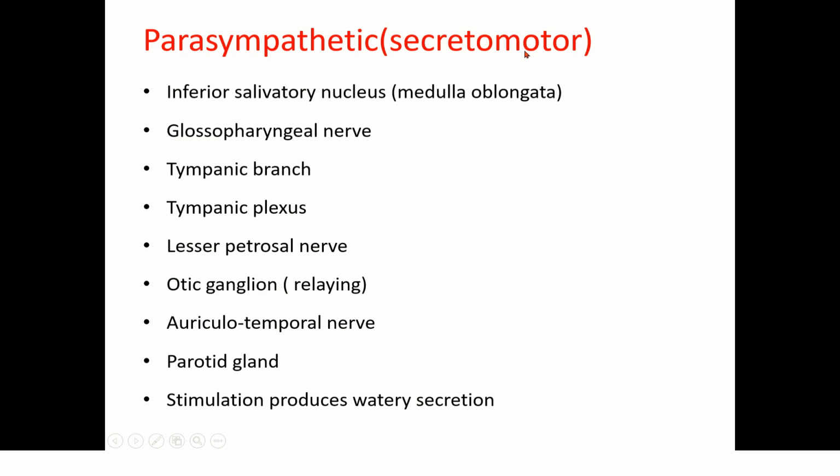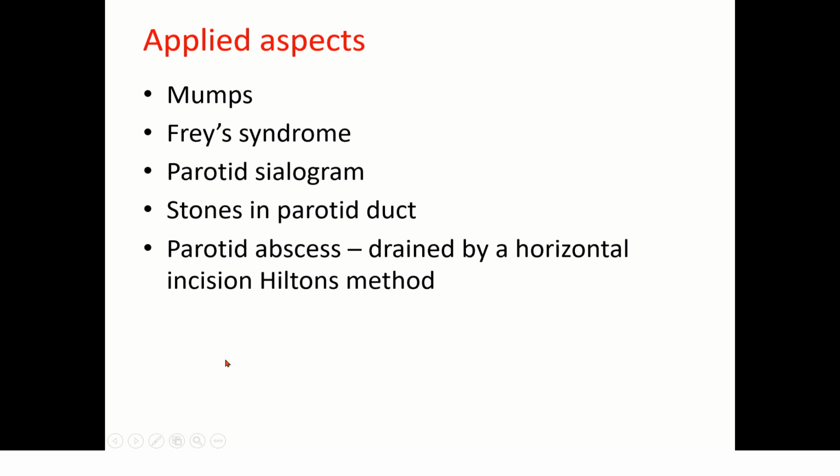Parasympathetic secretion is more or less like the OT ganglion. You can see the inferior salivatory nucleus from the medulla oblongata. Fibers pass through the glossopharyngeal nerve, tympanic branch, and then tympanic plexus, lesser petrosal nerve, otic ganglion. There is a relay in the otic ganglion, then postganglionic fibers pass through the auriculotemporal nerve and reach the parotid gland. Stimulation produces watery secretion. So, applied aspects.